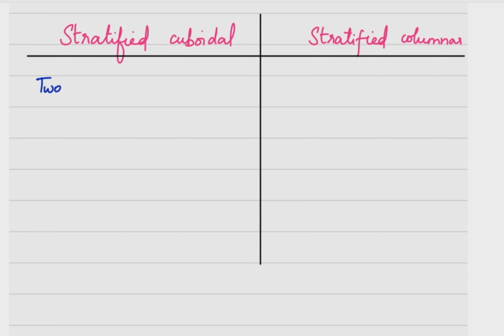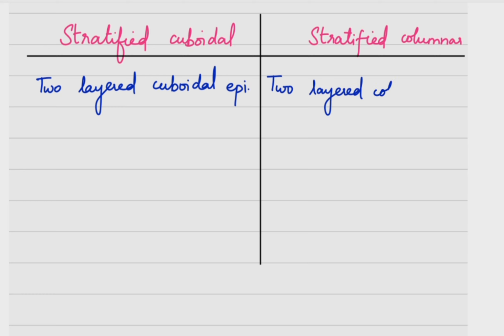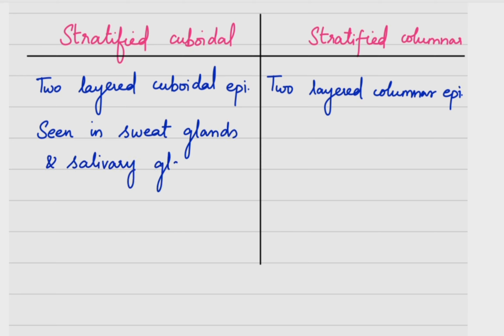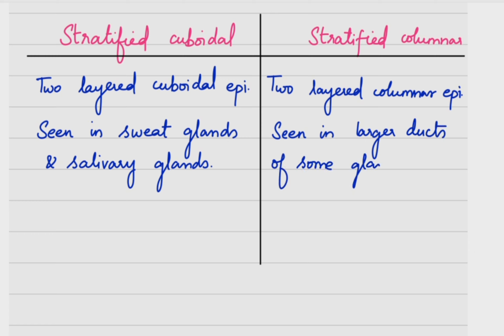Let's see the two different types, that is stratified cuboidal and stratified columnar. Stratified means layers. So two-layered cuboidal epithelium forms stratified cuboidal and two-layered columnar epithelium forms stratified columnar. So let's see where these types of epithelium are present. The stratified cuboidal is seen in sweat glands and salivary glands, whereas the stratified columnar is present within some glands.